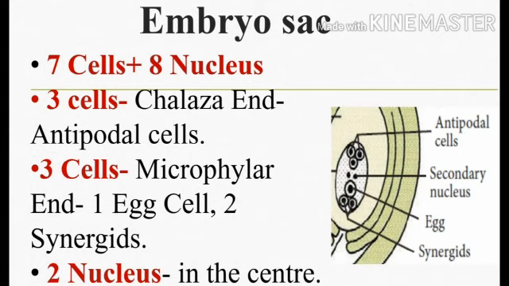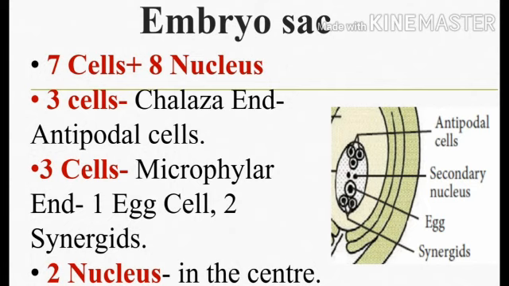The embryo sac has 7 cells and 8 nuclei. 3 cells are present at the chalazal end and 3 cells are present at the micropylar end. So 6 cells plus 1 is the embryo sac, that is the bigger cell.